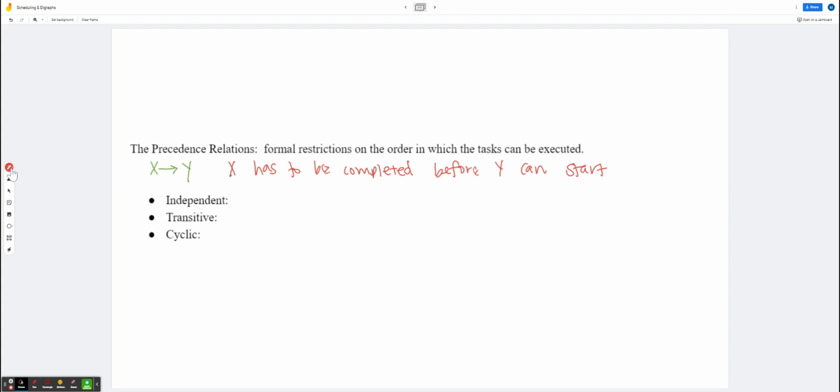So there are 3 different types of relationships that we can have between tasks. If tasks are independent, then that means neither X has to happen before Y, nor Y has to happen before X. They do not depend on each other.